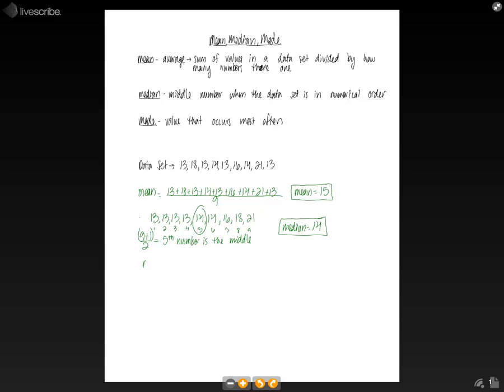And now if we want to find the mode, we can just look at that list that we just made. Since everything is in order, we can clearly see that there are more 13s than any other number. So our mode, the value that occurs the most often, is going to be 13. So that is how we go about finding the mean, median, and mode of a data set.